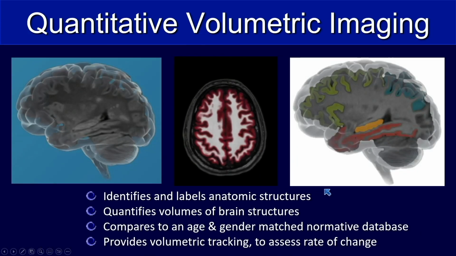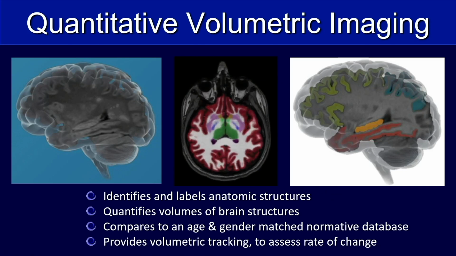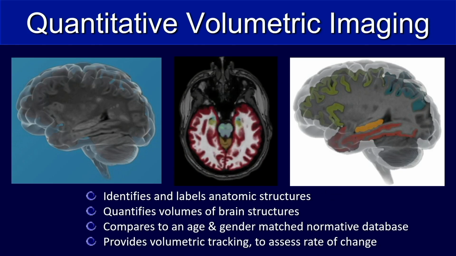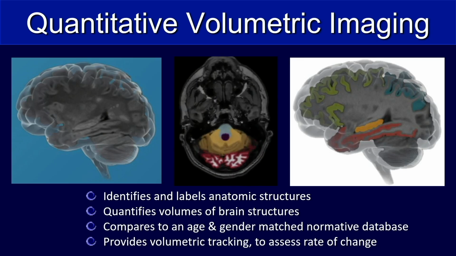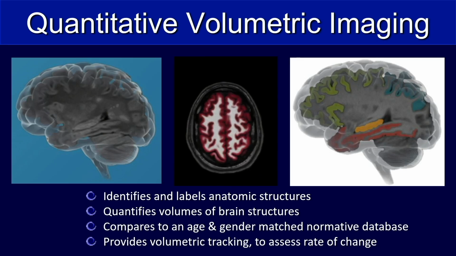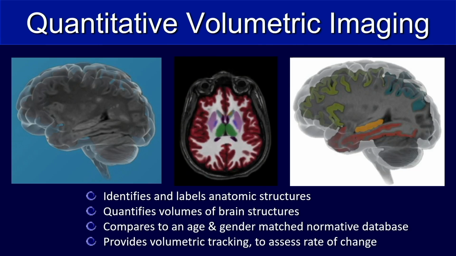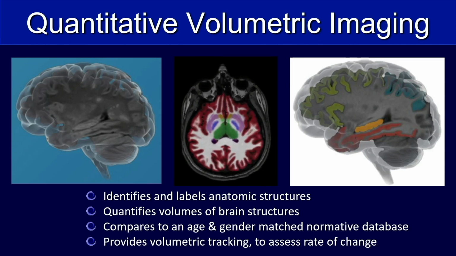Now, quantitative volumetric imaging will identify and label anatomic structures and then quantify the volumes of those structures. So this AI tool is very good for assessing atrophy in patients with dementia and the patterns of atrophy. It then compares that to a large age and gender matched normative database and provides volumetric tracking over time.